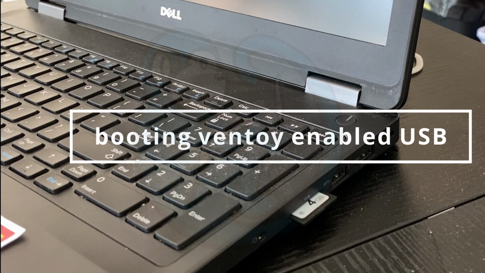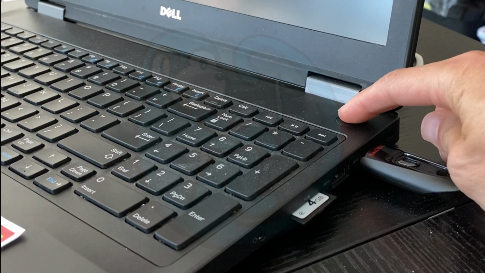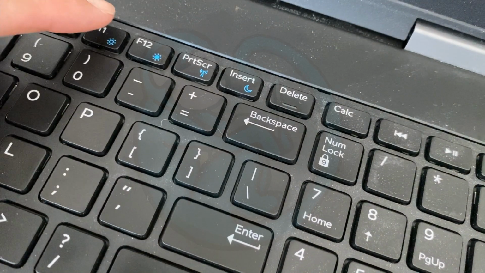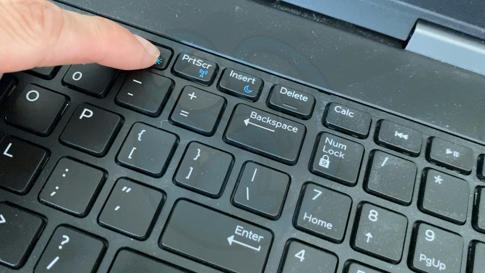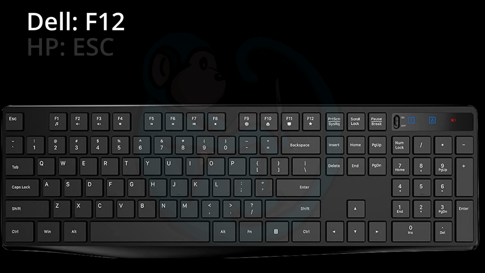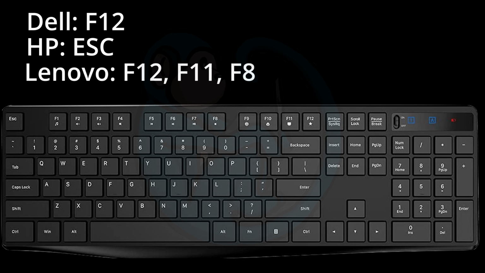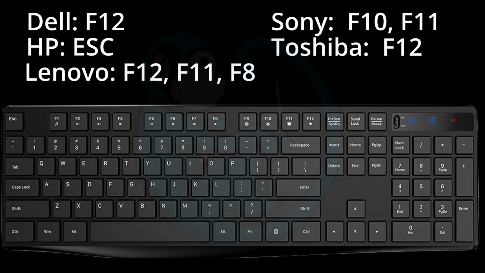Now let's test out our Ventoy USB drive. I'm going to plug it into my Dell laptop, and then I'm going to power it on, and I'm going to hold down the F12 key so that I can select the boot device. F12 is the key for Dells, but it may be different on your system. On an HP, it is usually the escape key. On a Lenovo, it could be F12, F11, or F8. On a Sony, it's usually F10 or F11. On a Toshiba, it's usually F12. So either consult your documentation or look on the screen real quick and it should tell you.